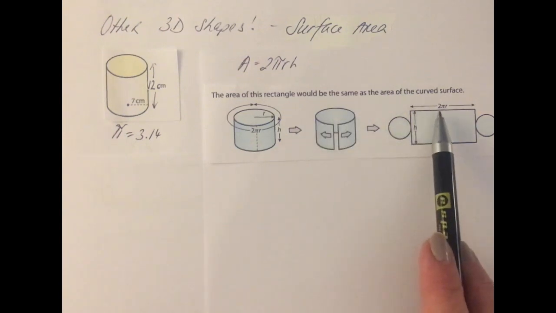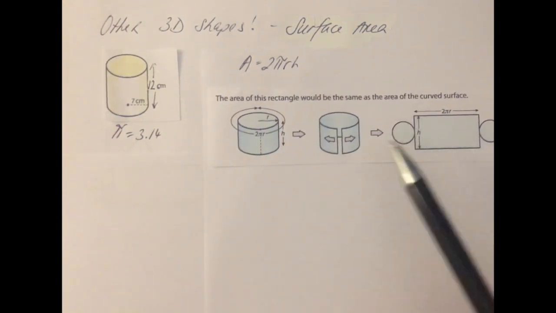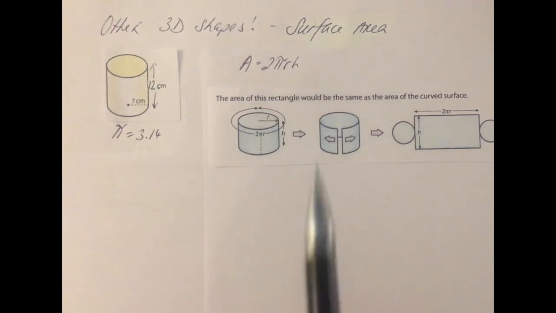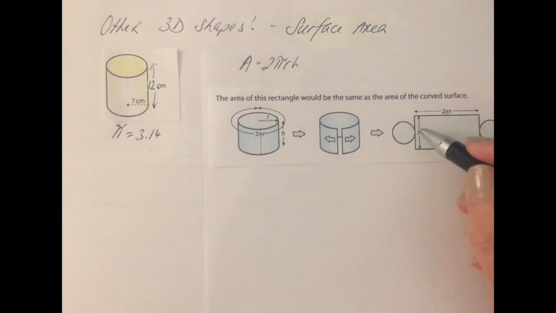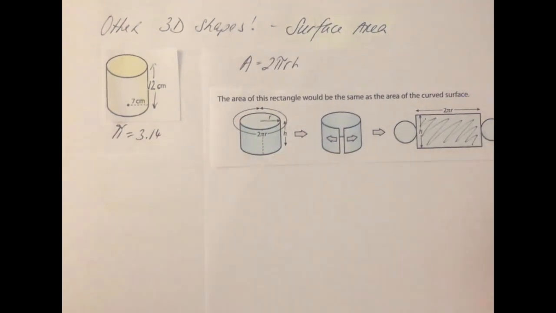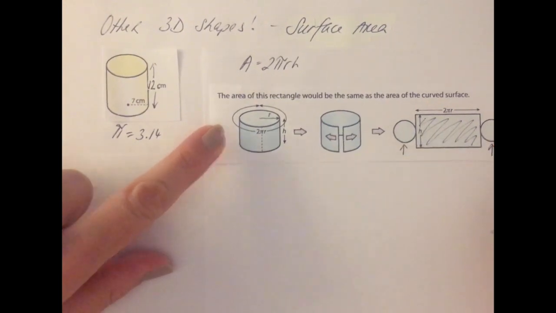And of course, the length that goes around a circle is circumference. So it's no surprise that the length of this rectangle is the very same formula as the circumference of a circle, 2 pi r. So that's the length of the rectangle, and the width of the rectangle is the same as the height of the cylinder. Okay, so the 2 pi r h is just getting you this part of the surface of the cylinder. It is not including the circle that's on the top and the bottom of the cylinder.